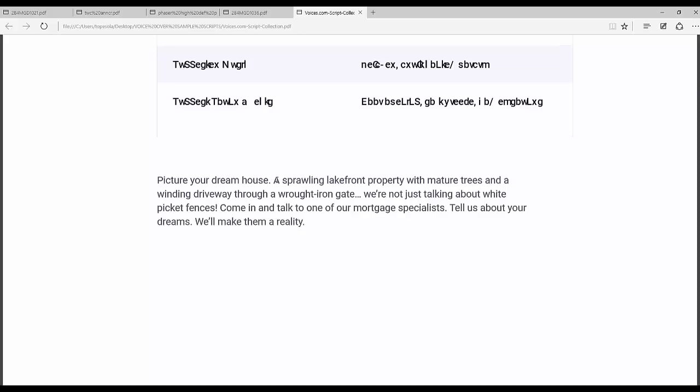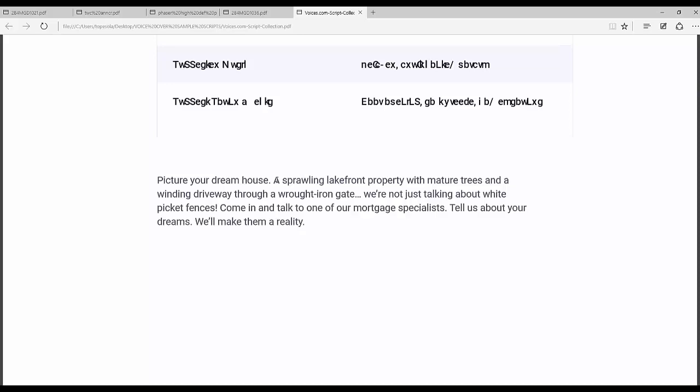A sprawling lakefront property with mature trees and a winding driveway through a wrought iron gate. Now, we're not just talking about white picket fences. Come in and talk to one of our mortgage specialists. Tell us about your dreams. We'll make them a reality. Let me do this again.